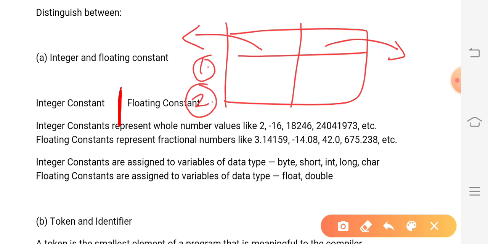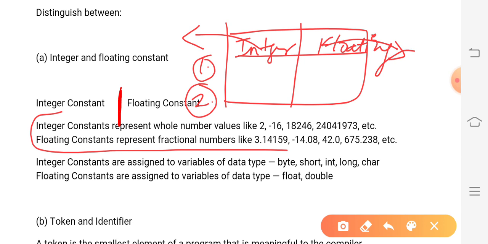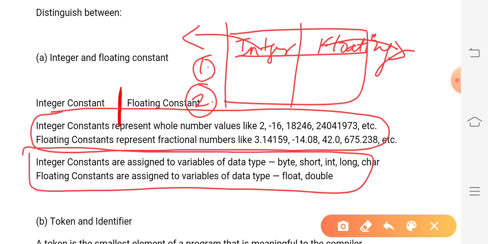So for point number 1, what will you write for integer constant? Here you will give the heading integer constant and here floating constant. Okay, integer constant, floating constant. Then the first point you have to write is for integer and floating constant. This is point number 1 and this is your point number 2. This is for integer constant, this is for floating. Again the second point is for integer constant and for floating constant. Okay.